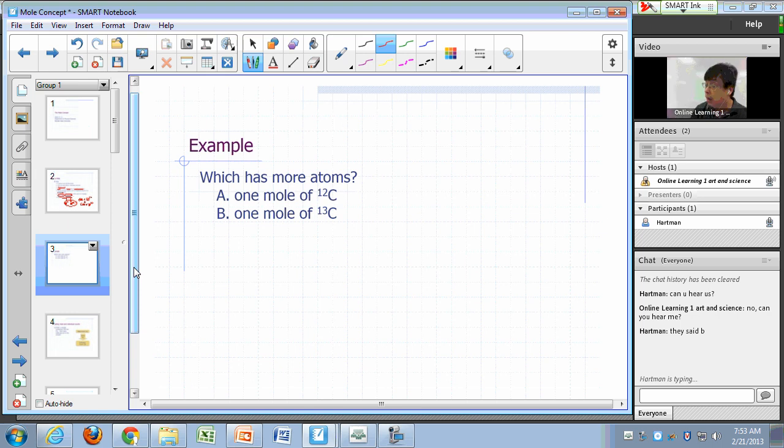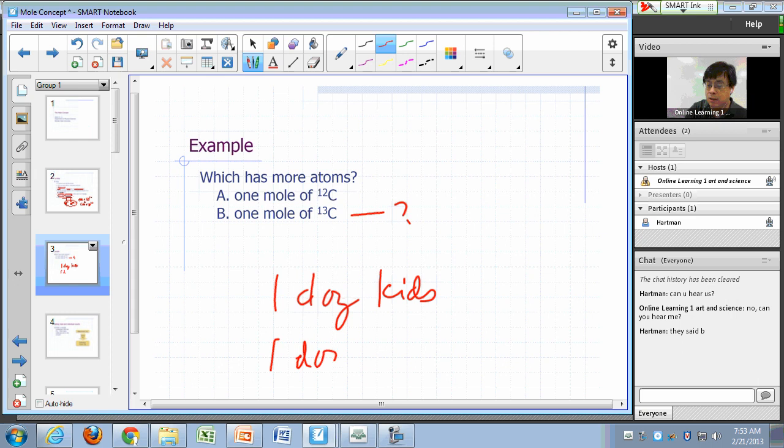Okay. Everyone said B. Okay. Let's see. If I were to ask you which has more flowers, let me just make it different. Which has more people? 1 dozen kids, or 1 dozen dads?